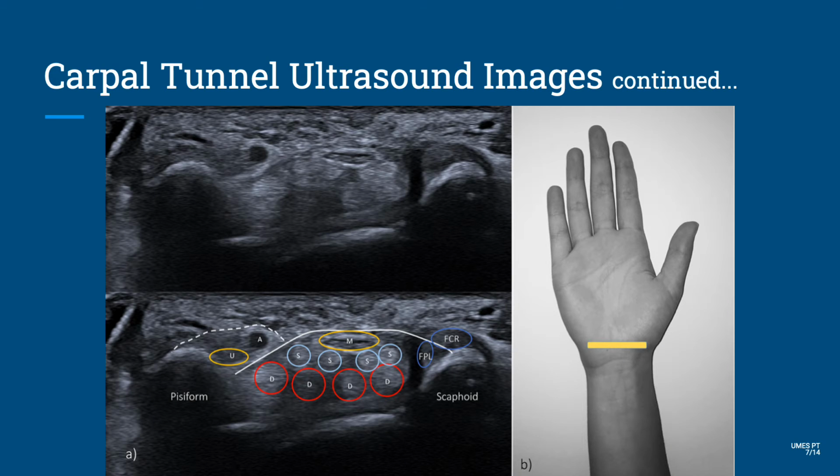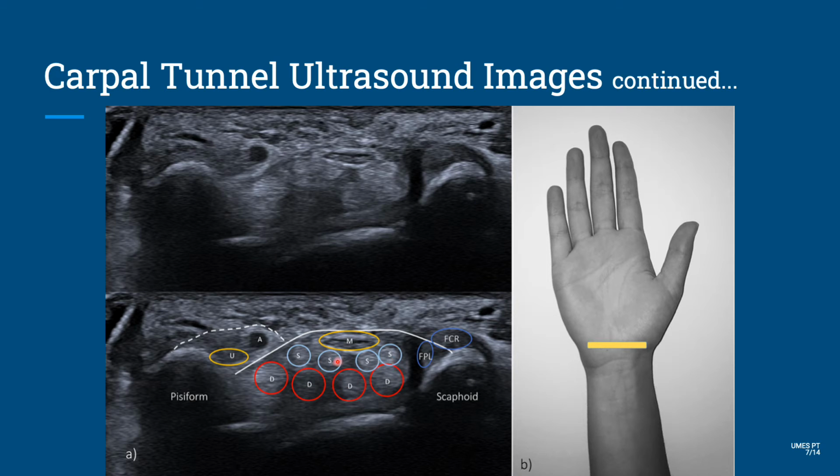I really like this image because it shows you the location of the transducer when they take these ultrasound images. And then it gives you the image without labels and the image with labels. So let's go over this a little bit. First, you're going to find your bones, pisiform right here, scaphoid over here. Then the deepest layer, right here, you're going to see the flexor digitorum profundus muscles, or the tendons.